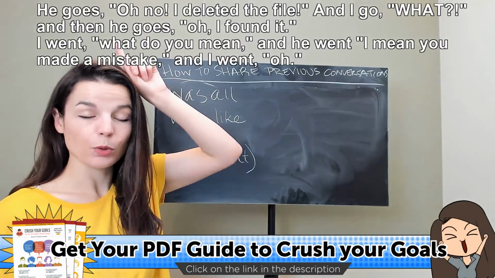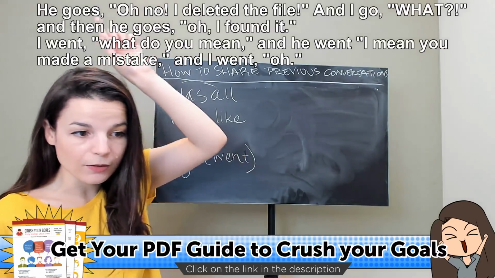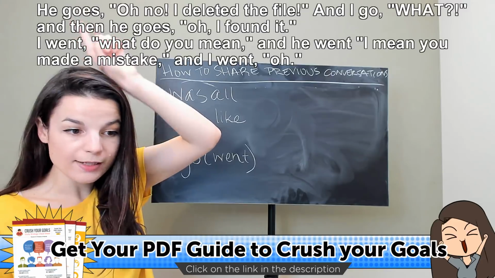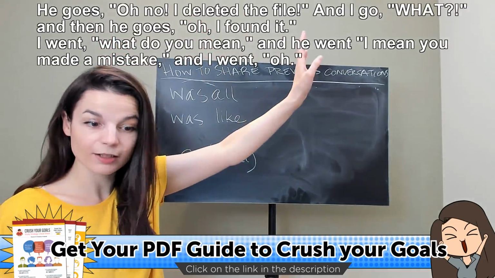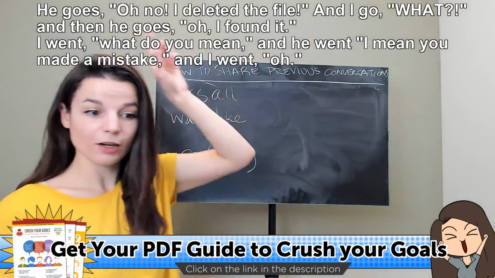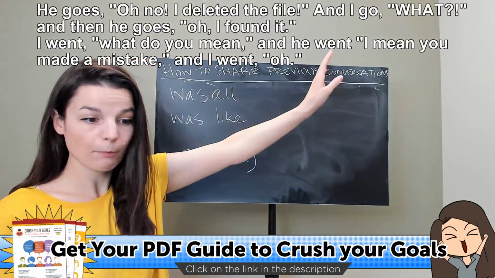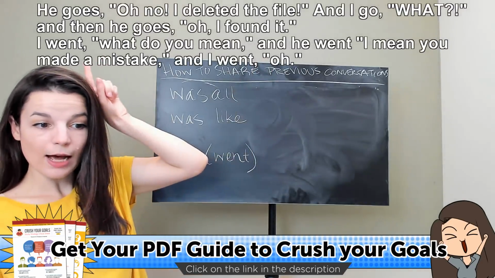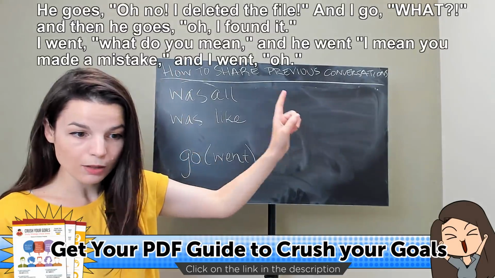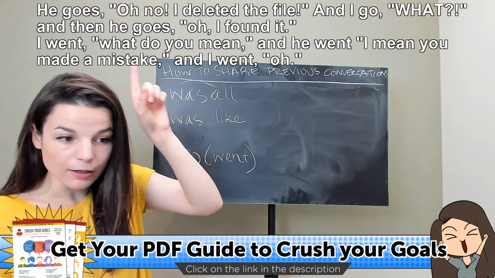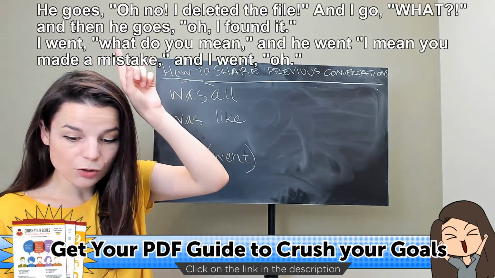So in this one, we'll look at present tense and in past tense as well. So here, you can see I have this in present tense. I'll explain this a little later. "He goes, oh no, I deleted the file. And I go, what? And then he goes, oh, I found it." So here I've focused on the verb go, but we can use past tense as well. "I went, what do you mean? And he went, I mean, you made a mistake. And I went, oh." So the same thing is happening here. I'm using go and went in present tense and in past tense to report speech.